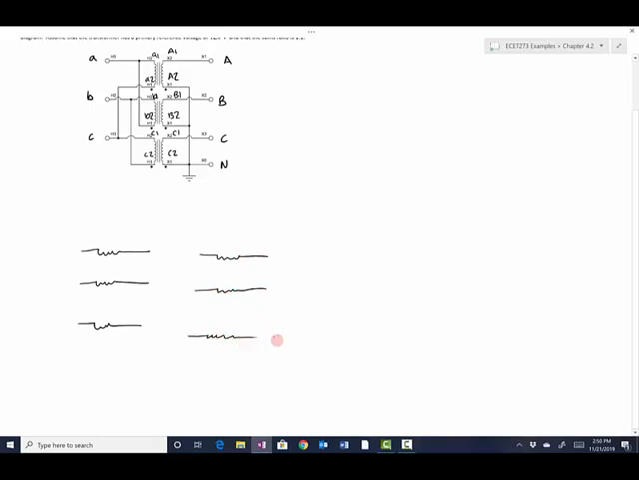And I am just going to label the different connections. So for this top transformer, I can see that it's connected to A1 and B2, right? That node right there is labeled both A1 and B2. This one is labeled A2 and C1.